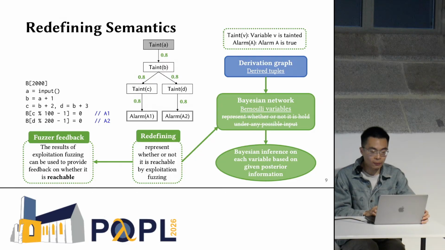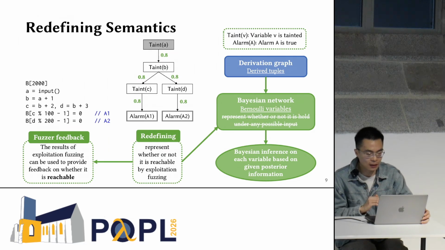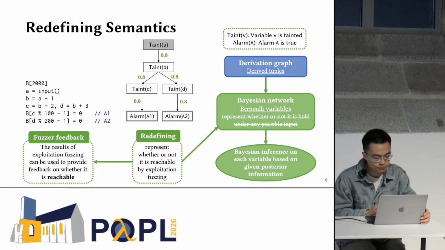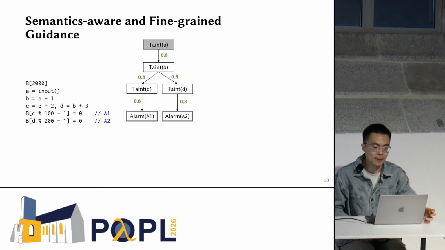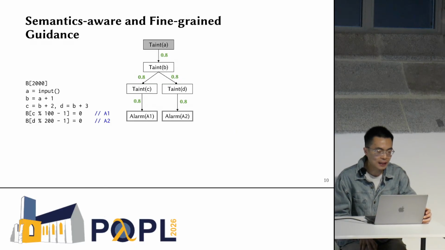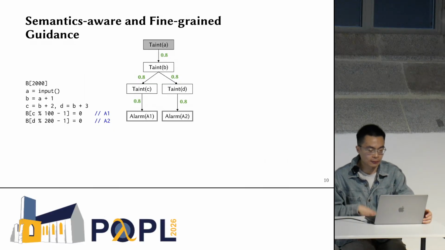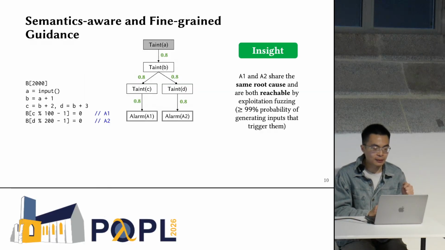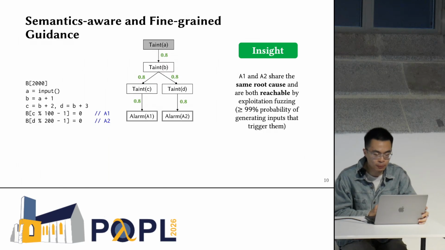Furthermore, the outcome of each exploitation fuzzing attempt precisely indicates whether a given target is reachable under the current setting. So we can treat this feedback as posterior evidence and recompute more accurate probability estimates. Next, we show how Bayesian program analysis with the redefined semantics can provide semantics-aware and fine-grained guidance for LTGF. In this example, the key insight is that A1 and A2 share the same root cause and are both reachable by exploitation fuzzing. That is, there is at least a 99% probability of generating inputs that trigger them.